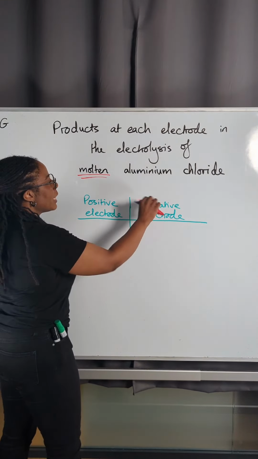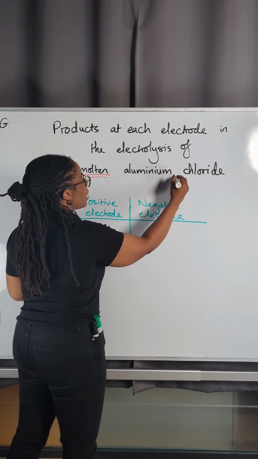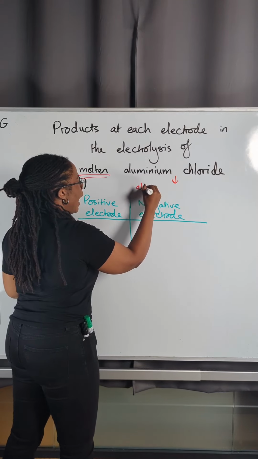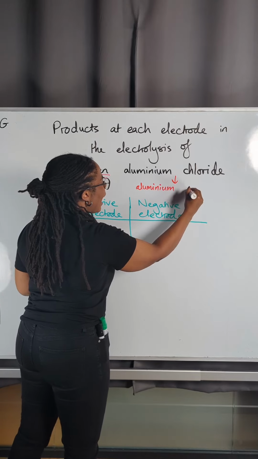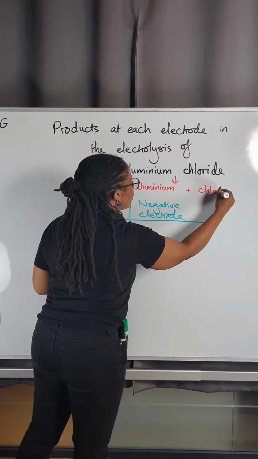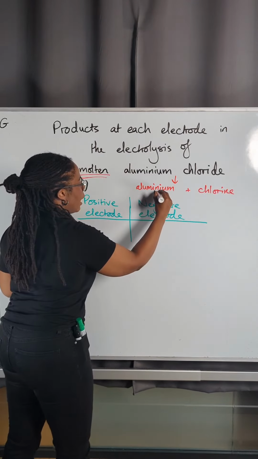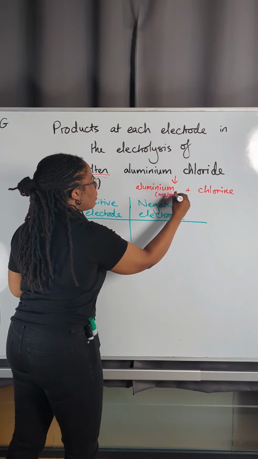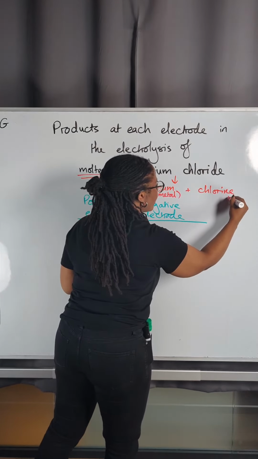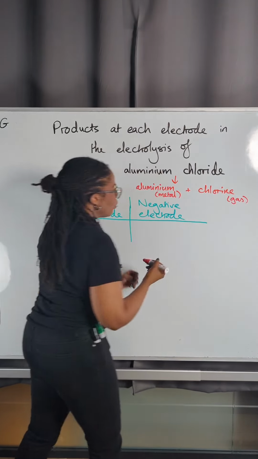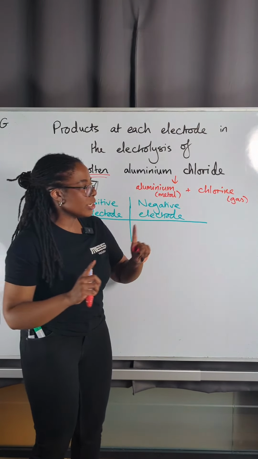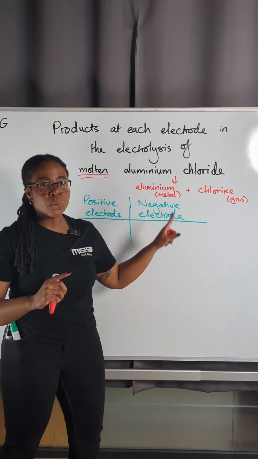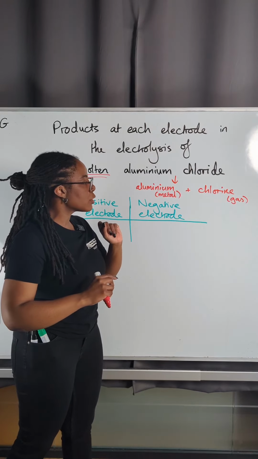So if we started with aluminium chloride, our products are going to be aluminium metal and chlorine gas, right? I'm even going to write those in so it's clear. Aluminium metal as the element, and then chlorine gas as the element, which would be Cl2. So that's nice and straightforward. But now the question is, which electrode would each of these products form at?